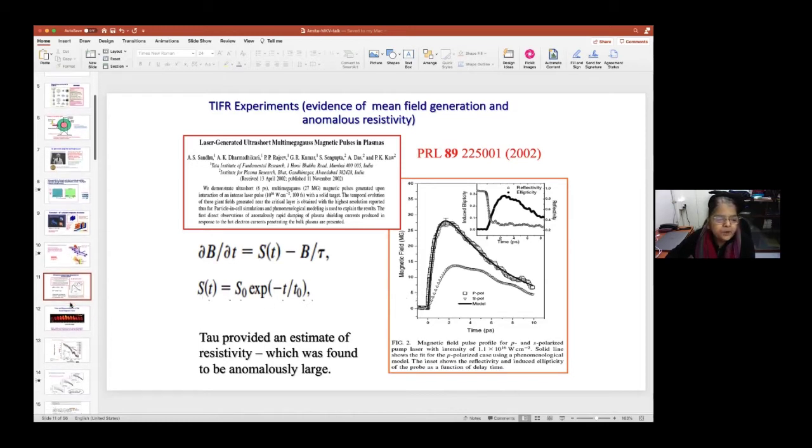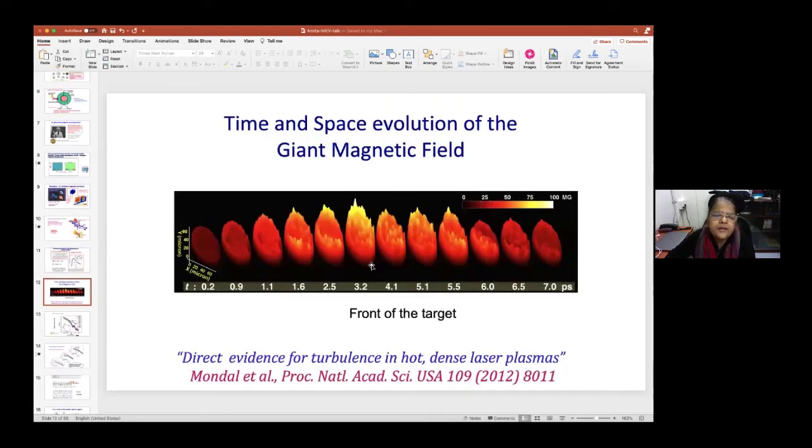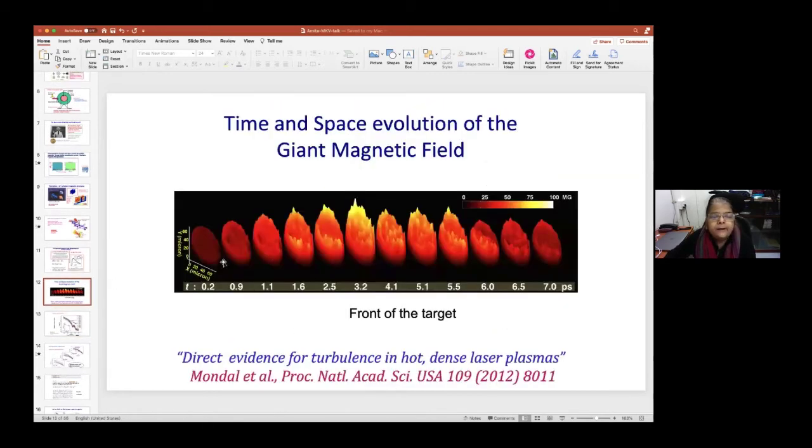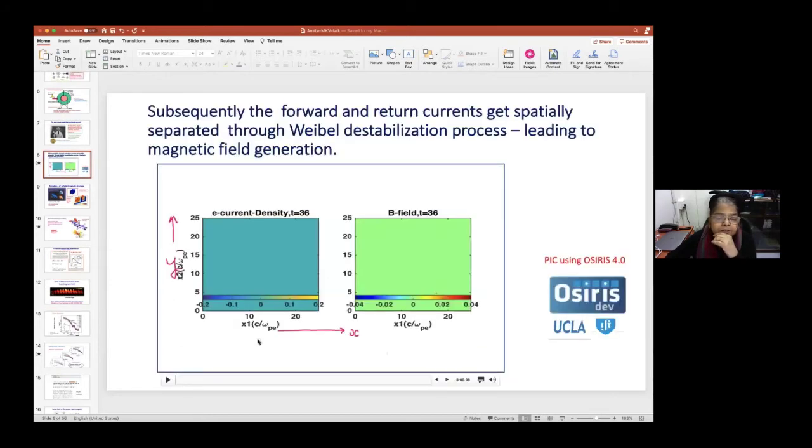Subsequently, the TIFR group was able to generate not only this time evolution, which was integrated over space, but also polarograms from the CCD camera, and they were able to measure the magnetic field at each pixel and provide a spatial pattern for the magnetic field. Note that this spatial pattern was in the transverse direction, as a function of time.